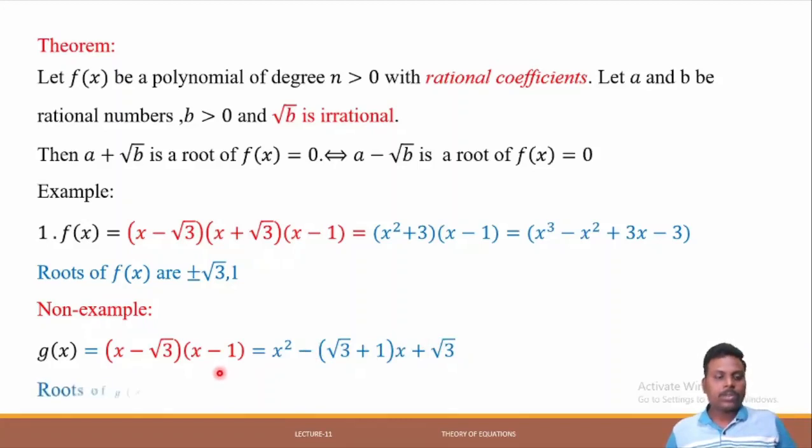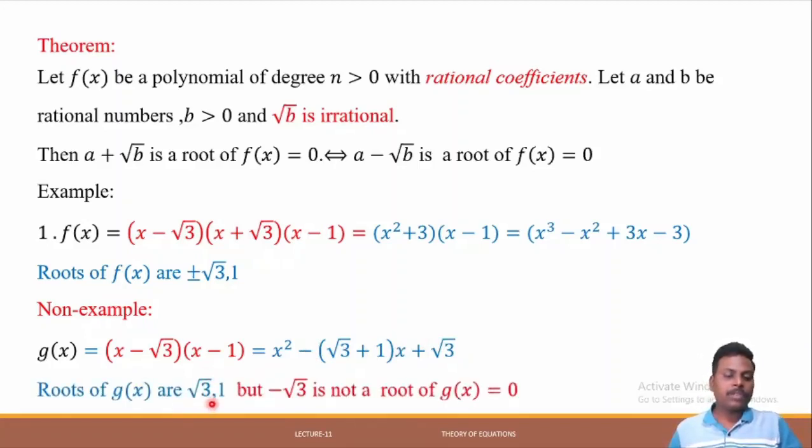Now, what are the roots of g of x? The roots of g of x are root 3 comma 1, but minus root 3 is not a root of g of x is equal to 0. Why? Because the coefficients of g of x are not all rational. There are some coefficients which are rational and some coefficients which are irrational. That's why the conclusion of the above theorem fails in this particular case. Hope you have understood the statement of the theorem through this example.